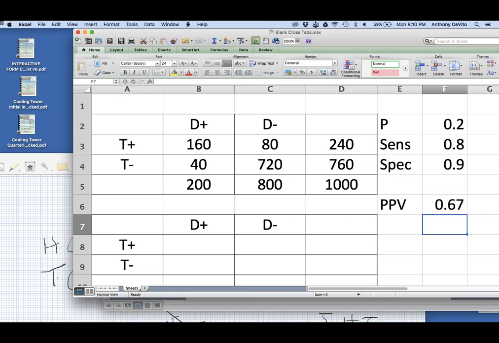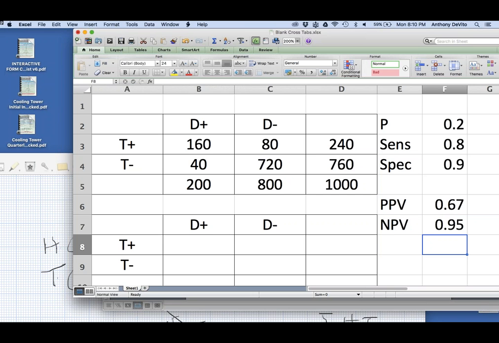Now, let's take a look at another element of this. If you test negative, what's the probability you're really negative? Negative predictive value. How many people in this population tested negative? 760. How many of them really are negative? There you go. 720 over 760. Okay, 95% of the time, if you test negative, you really aren't. You really do not have the disease.